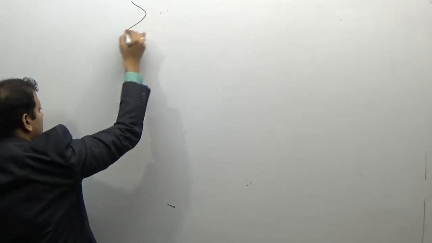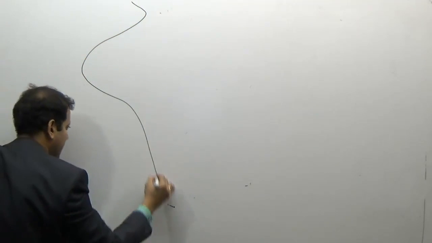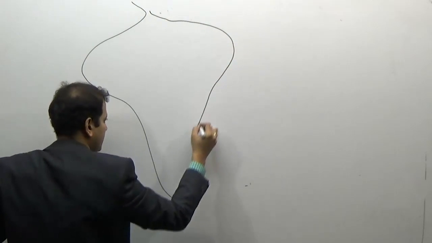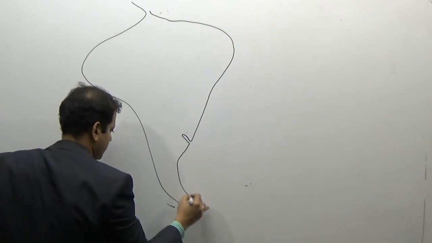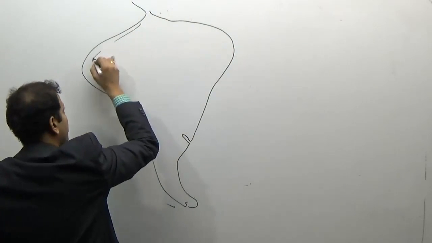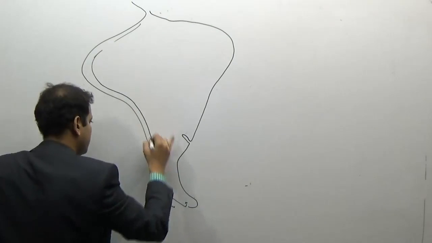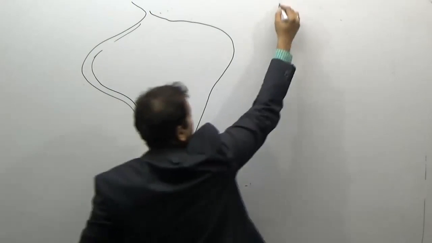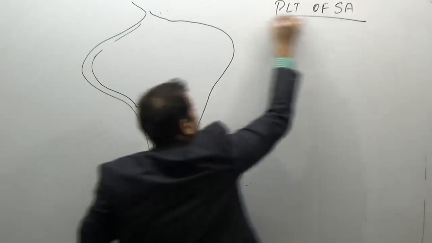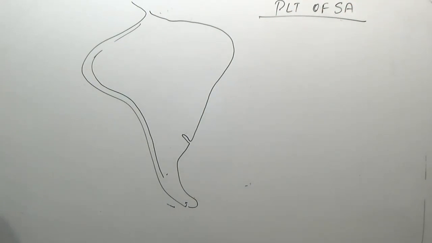The other kind is the plateaus of South America. The plateaus of South America, as we have done, are found in which part? They are found in the eastern part. We have done the Andes already. So the important plateaus are also known as the Eastern Highlands.